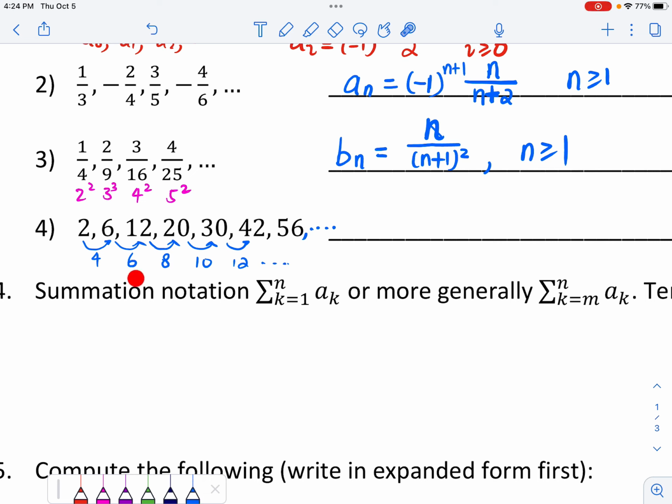I hope that you see that these are the even numbers. And because they're even numbers, I can think of this 4 as 2 times 2, 6 is 2 times 3, this is 2 times 4, and this is 2 times 5, and so on and so forth.